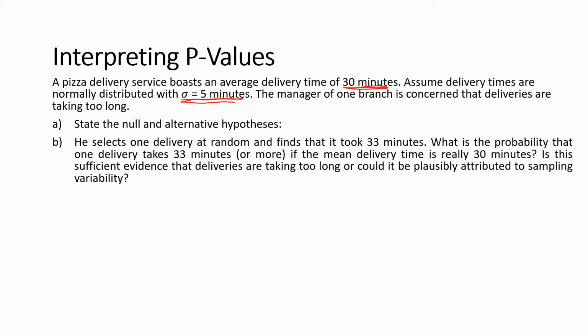Okay, so for your null hypothesis here, you're going to assume that everything's hunky-dory. You're assuming that the mean is really 30 minutes, but the manager is suspicious that it might be taking a little bit longer than that. So our null hypothesis is that the mean is 30, and our alternative hypothesis is that the mean is greater than 30.